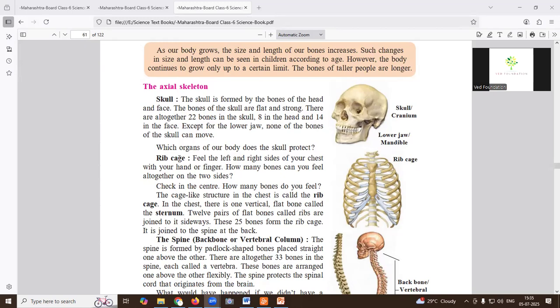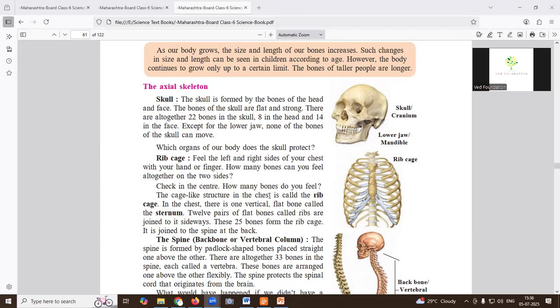Next, rib cage. This is picture of rib cage. You can see it forms cage-like structure. And these curved bones are called ribs. And this is rib cage. Feel the left and right sides of your chest with your hand or finger. How many bones can you feel altogether on the two sides? You feel 20 bones altogether on the two sides. Okay. Check in the center. How many bones do you feel? In the center, you feel only single bone.